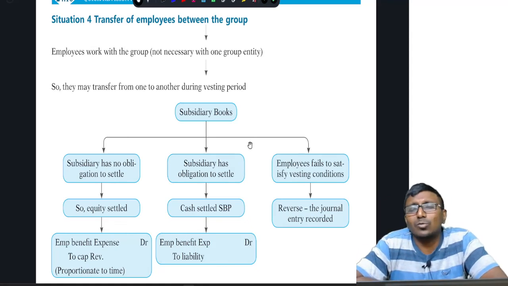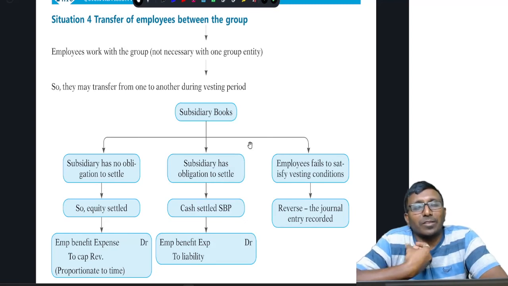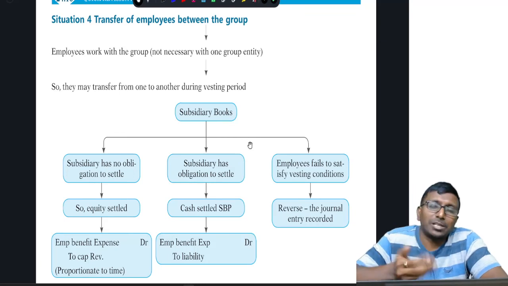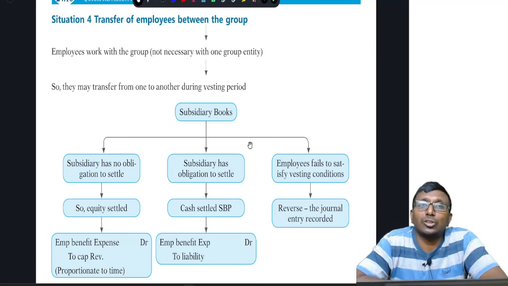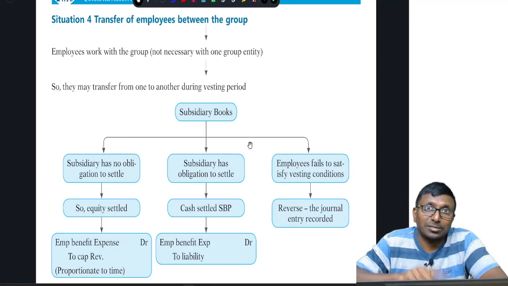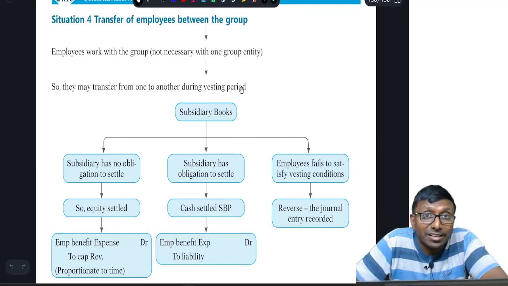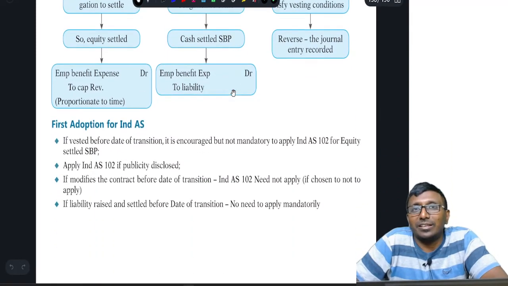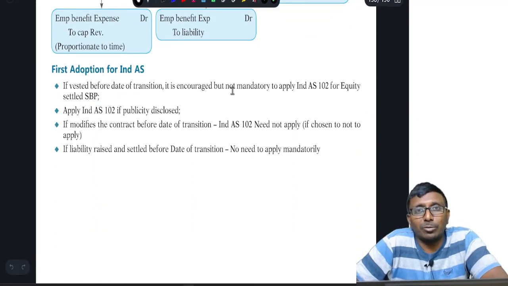Under this circumstance, what will happen, my dear? Very simple. For subsidiary A, the employee worked for 1 year, so the 1 year related journal entry will be recorded by subsidiary A. Subsidiary B also 1 year entry. Subsidiary C also 1 year entry. But the holding company will be recording for all the 3 years, because settlement will be happening by the parent company. That's the last small topic about the standard.